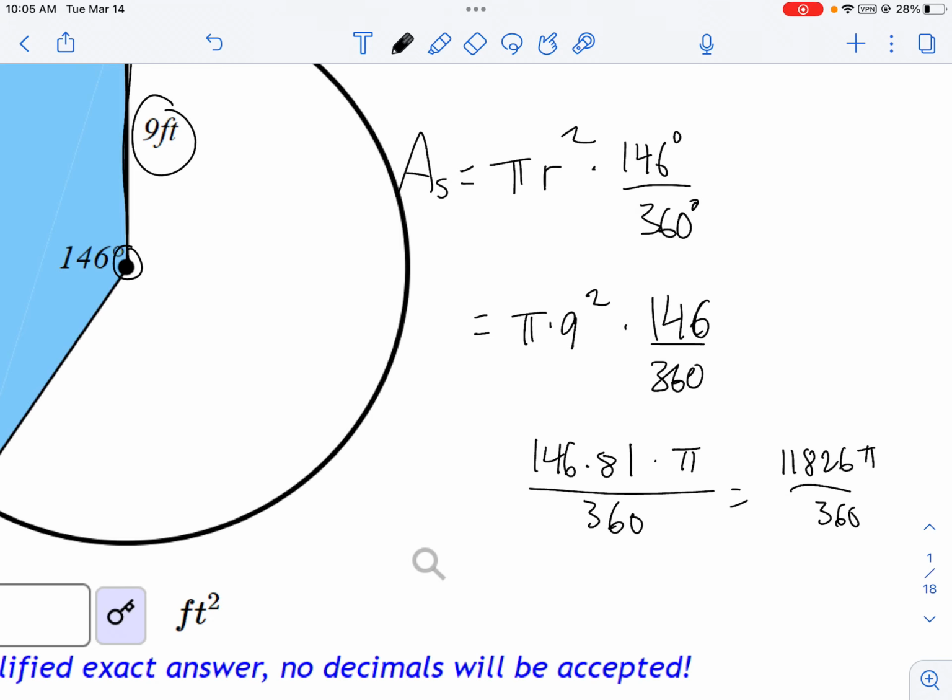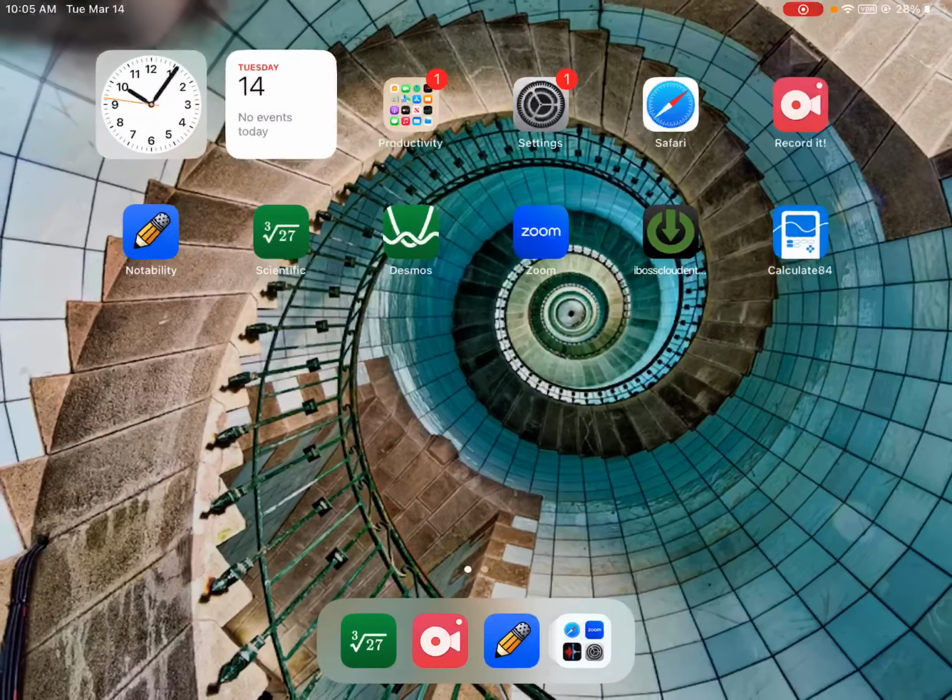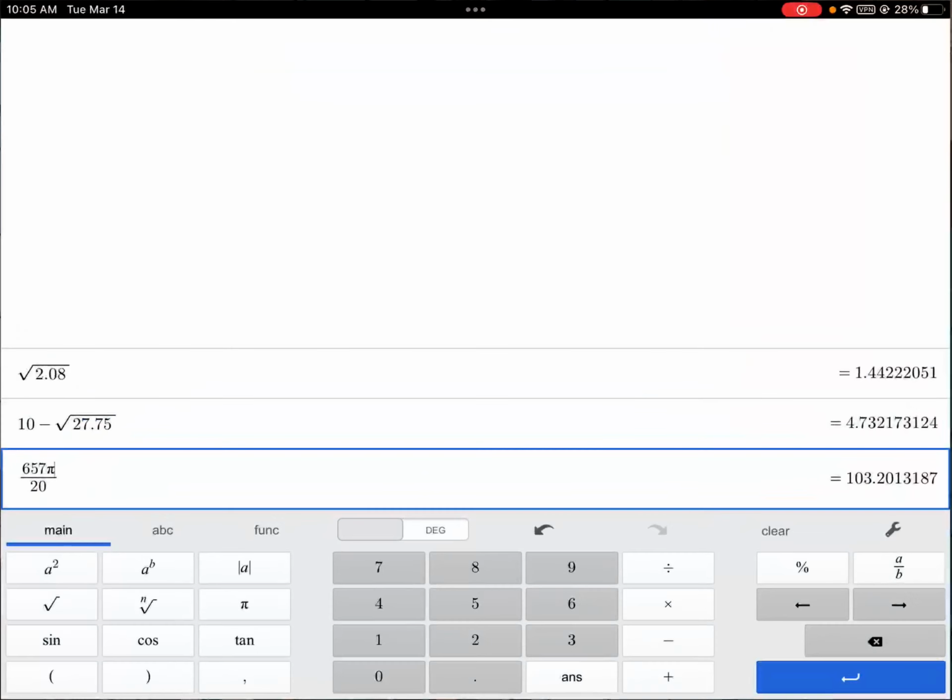Now, between you and me, that's kind of gnarly. You could simplify this by hand. You already know that 81 and 360 have some common numbers because you know at least 9 goes in there. 146 and 360 is also going to have some simplification. They're both even, so 2's going to go in there. So you could simplify it by hand, or most calculators are going to be able to simplify this as well.